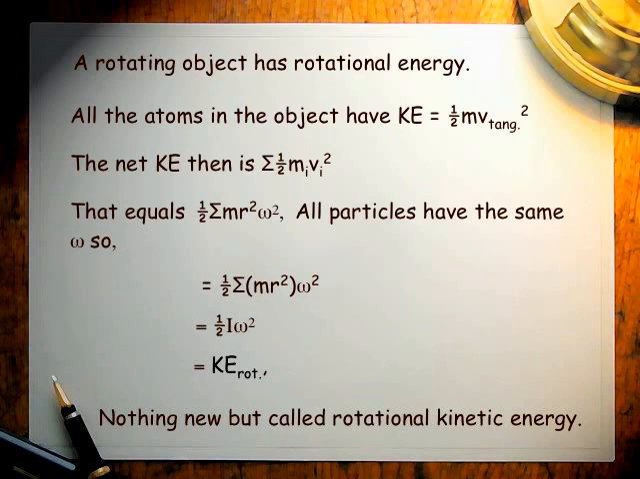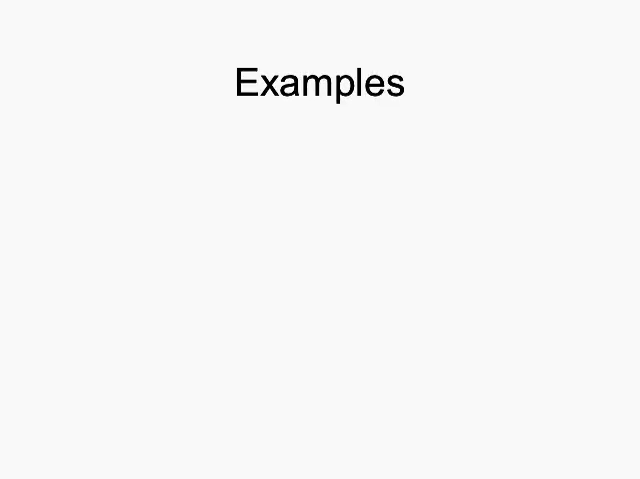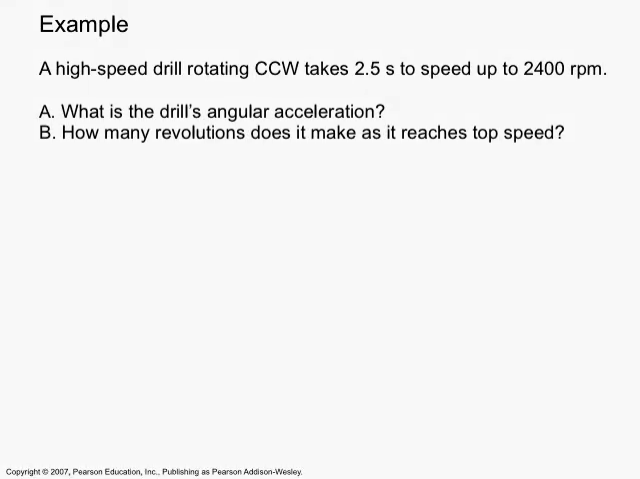Omega final got up to 2,400 RPMs in 2.5 seconds. So omega final is 2,400 rotations per minute. What's a rotation? A rotation is 2 pi. A full circle is 2 pi radians in one rotation per minute, 60 seconds. Alpha, the angular acceleration, is a change in omega and a change in time.